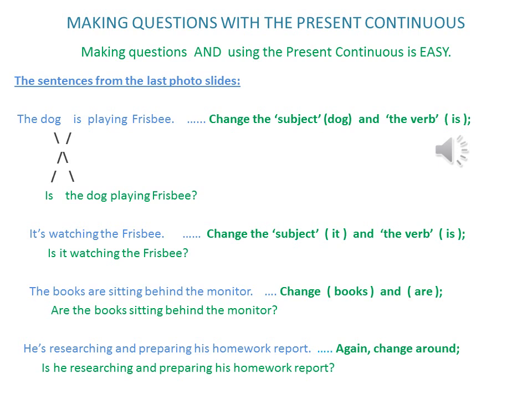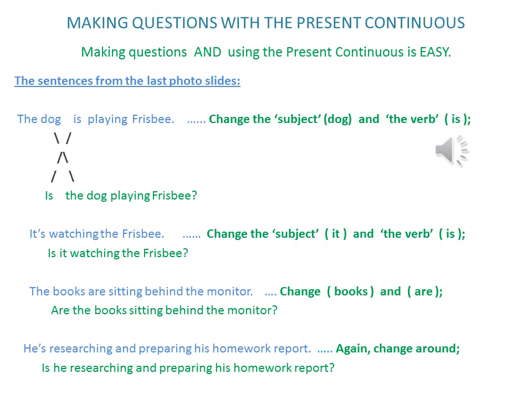Making questions with the present continuous. Okay, this is easy. Once you look at it, this is easy. Take the sentence. We're using sentences from the photos in this video. The dog is playing frisbee. Change the subject, the dog, and the verb. Switch them around. Is the dog playing frisbee? Your intonation, how you say it, also matters.